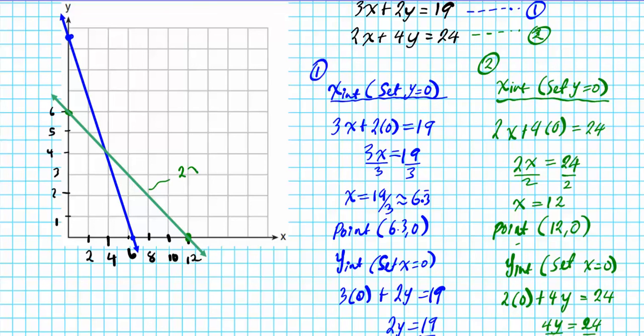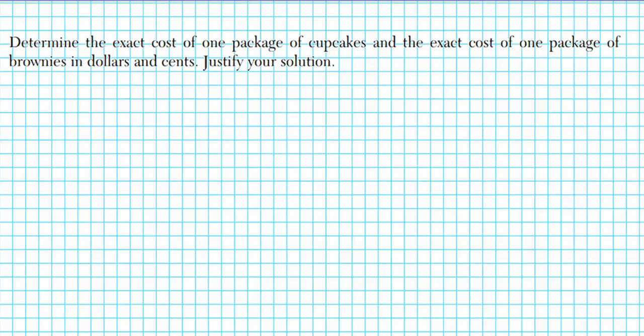Okay, so the blue one is 2x plus 4y equals 24, and then the other one is 3x plus 2y equals 19. Now, in this case, the point of intersection is not a lattice point. It doesn't fall nicely on the intersection of the x and y coordinate grids. So at best here, you can give an approximate solution graphically. Since we've been asked to find the exact solution, we have to use an algebraic method. We cannot use the graphical method here.